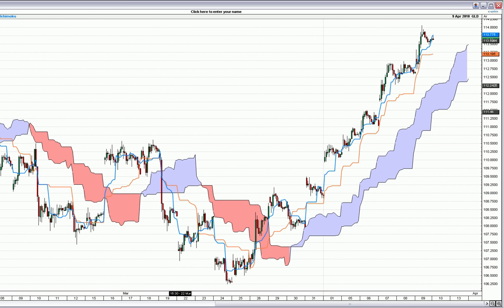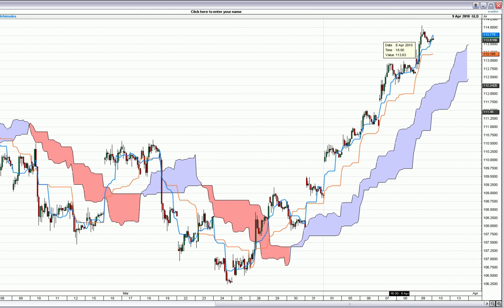Move to the 30-minute chart. Here, it breaks the cloud on the 30-minute chart. At this point, we got into the calls right about here. No, actually it was a little bit higher here. And we just continued to ride the Tenkan line.